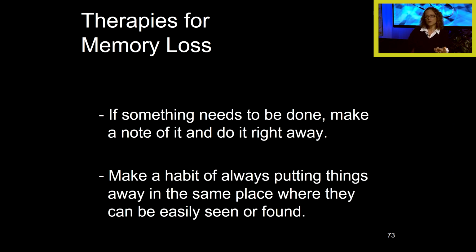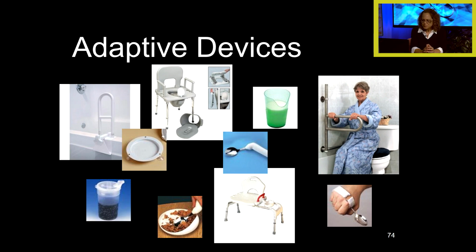If they have a problem forgetting frequently, it can be helpful for them to make lists and write notes, sticky notes to put on things to help them remember. Always making a habit of putting things away in the same place where it can be easily seen or found can be really helpful, because, again, losing things can be very stressful. Putting the dentures and the hearing aids back in the same place every time can be a way to help them find the things that are really important for them.